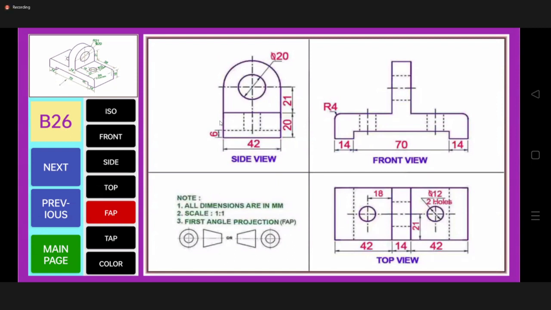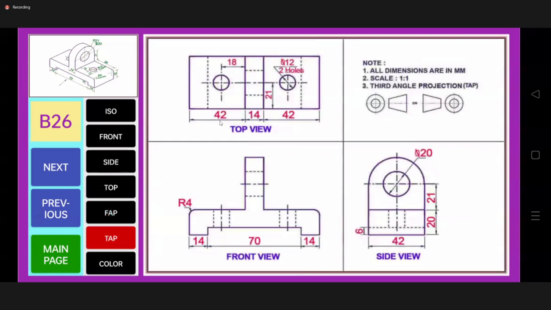Why is it right hand side view? Because it is placed at left and in first angle, whatever the side view which is at left is called as right hand side. If I just show you the same drawing in third angle projection, same thing, the top view is above XY line, front view is below XY line, and the right hand side view is at right.